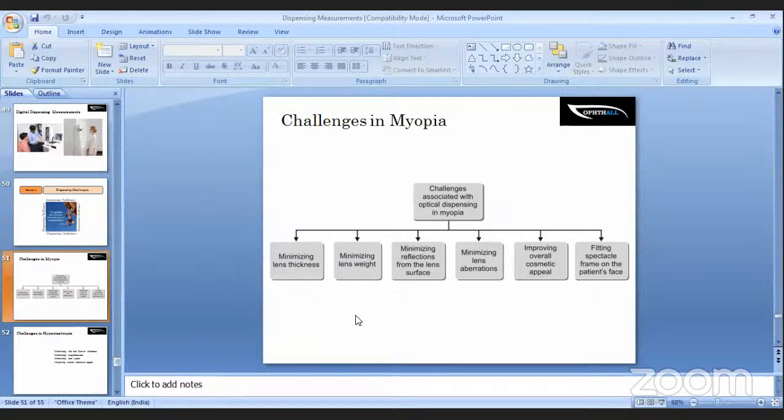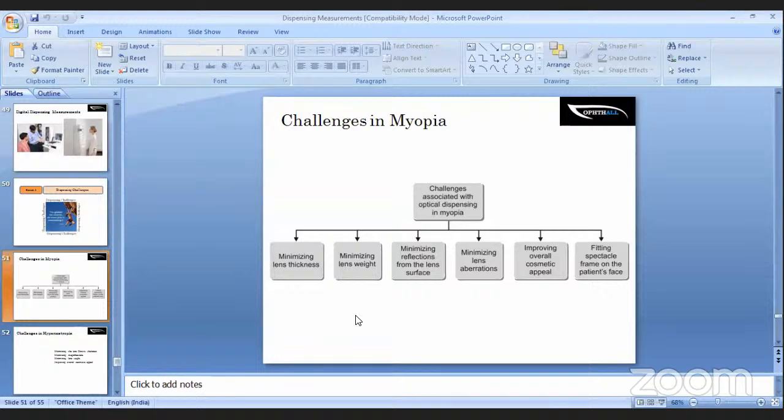The third, more important challenge that you face while dispensing spectacles to a myope is minimizing the reflections. Last time we understood that if you dispense aspheric lenses, that is flatter lenses, the flatness of the lens increases the lens reflection, and lens reflection is not good for the eyes. So always dispense aspheric lenses with anti-reflection coating. This is very important. And then there are reflections inside the lenses also because of total internal reflection. We discussed it in our first session, and it can also be minimized using the anti-reflection coating.